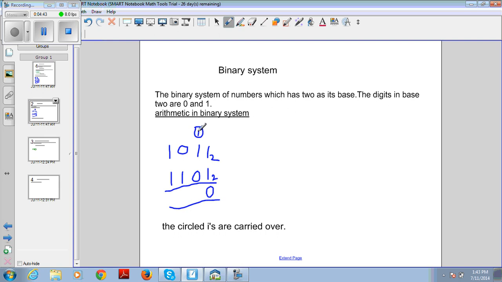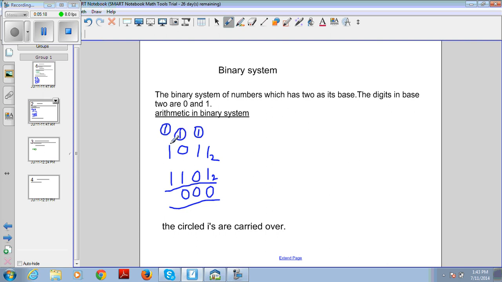So this is 1. 1 plus 1 is 2. So 2 divided by 2 is what? Is 1 remainder 0. You put down the remainder, carry the 1, put it here and circle it. So this 1 plus 0 is 1 plus 1 is 2. You have to do the same thing. You put down the remainder, which is 0, carry the 1, put it here and circle it.